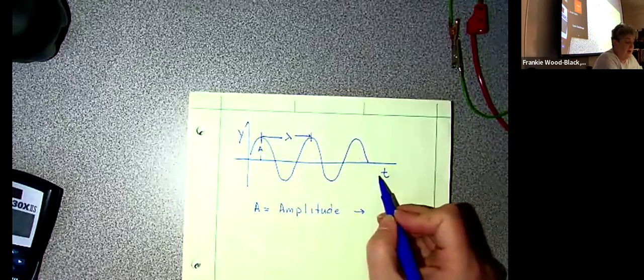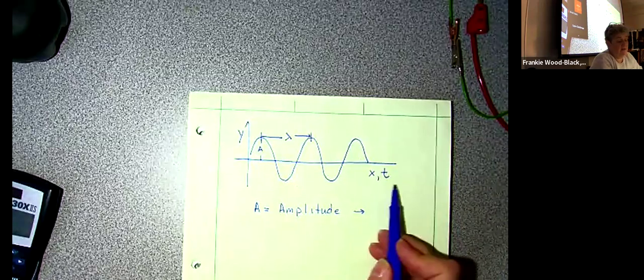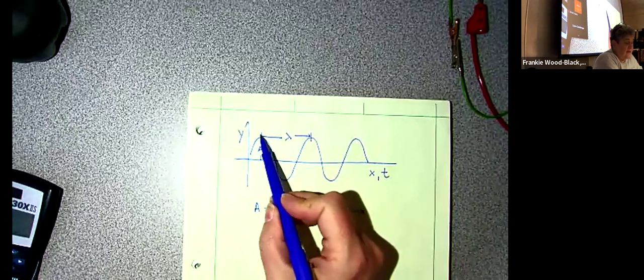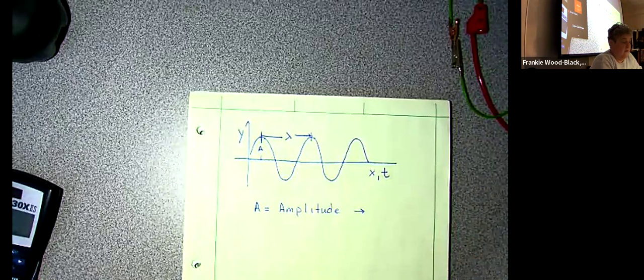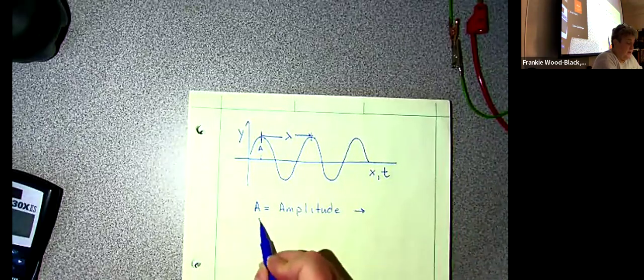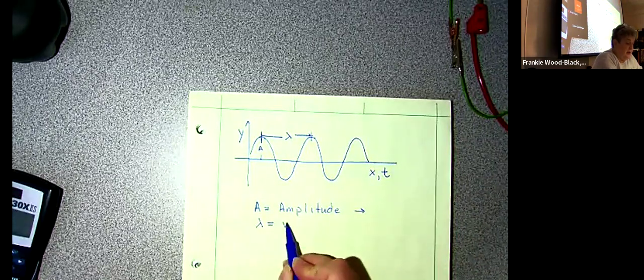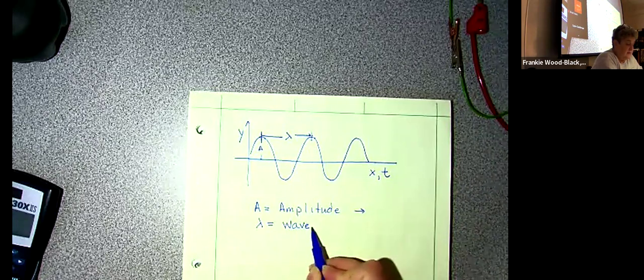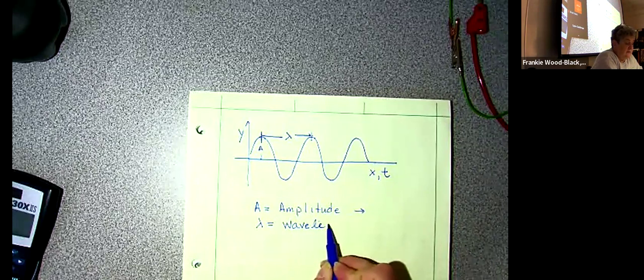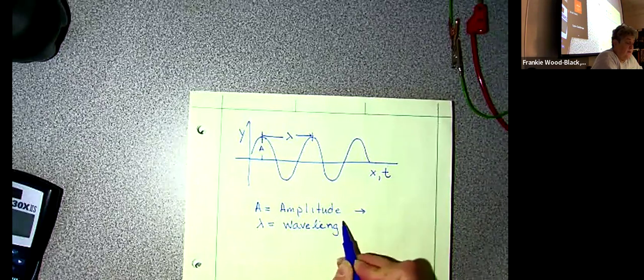If I'm in position, because I could do this both position versus time, but if I'm looking at the distance between these two, like in a water wave, that is going to be my wavelength. So we're going to use this lovely lambda as wavelength. And that's for when I'm in position.